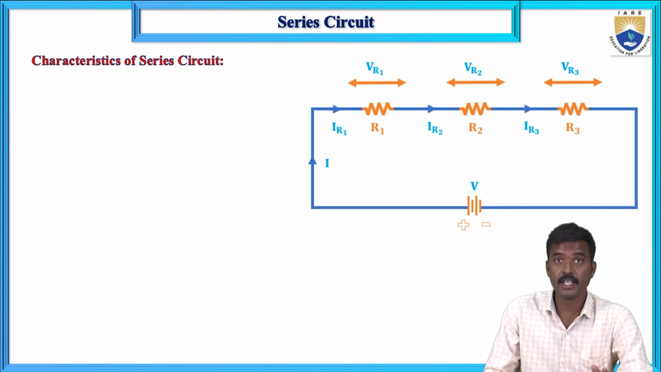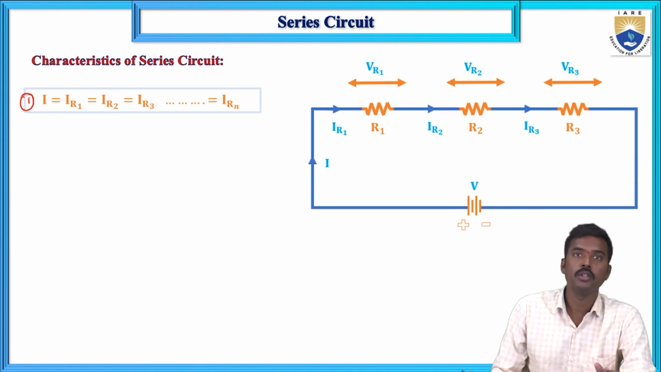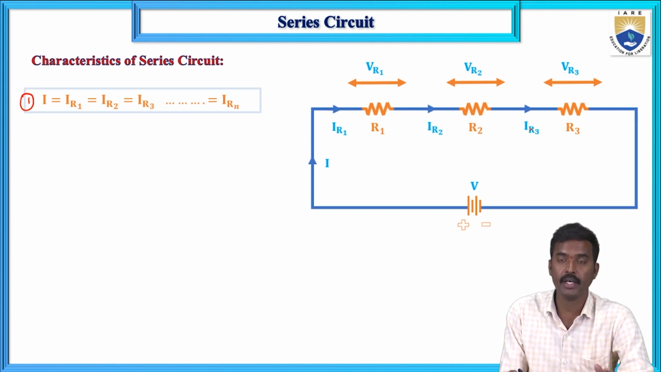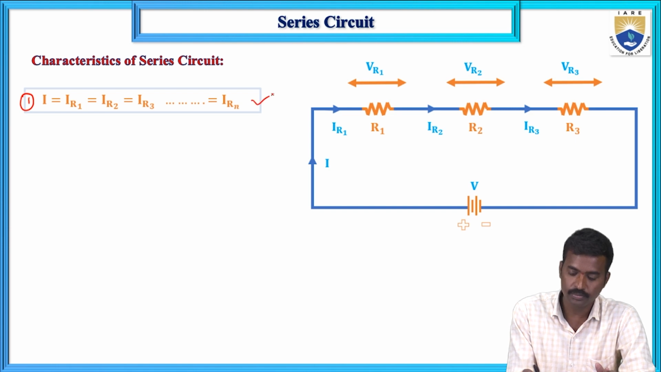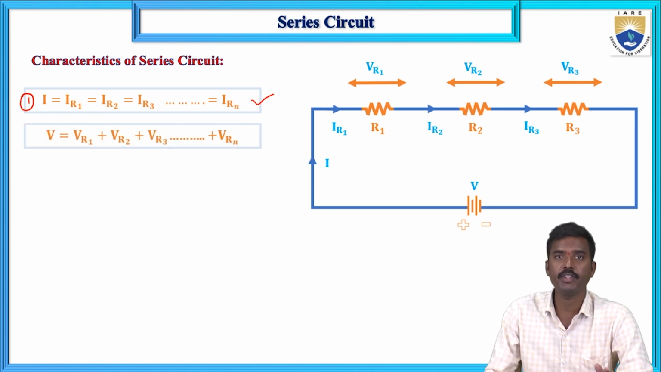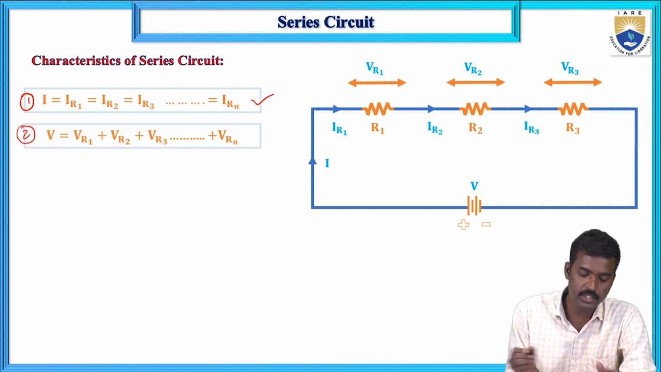Now in this series connection, the first property is that the same current flows through each element. So IR1 equals IR2 equals IR3, which equals the supply current I. Next, the second property is that the supply voltage equals the sum of the individual voltages. That means V equals VR1 plus VR2 plus VR3. If you apply KVL also, it will be satisfied. This is the second property of a series circuit.